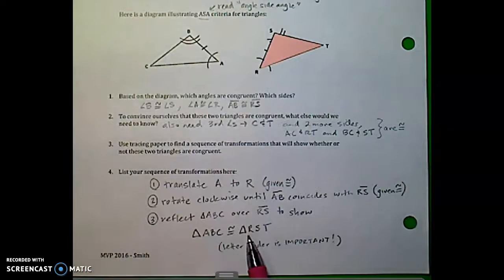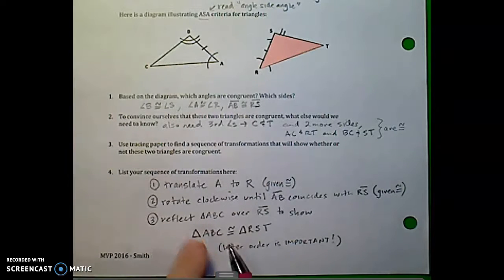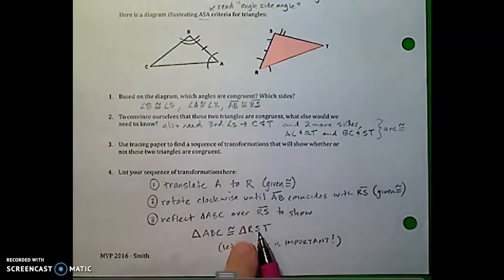The first pair of letters, A and R, are congruent angles. Angles B and S are congruent angles, and angles C and T are congruent angles. These can be in a different order, but then the naming of the second triangle matters. The letters in the second triangle still need to match up with the letters of the first triangle in terms of the congruent parts.